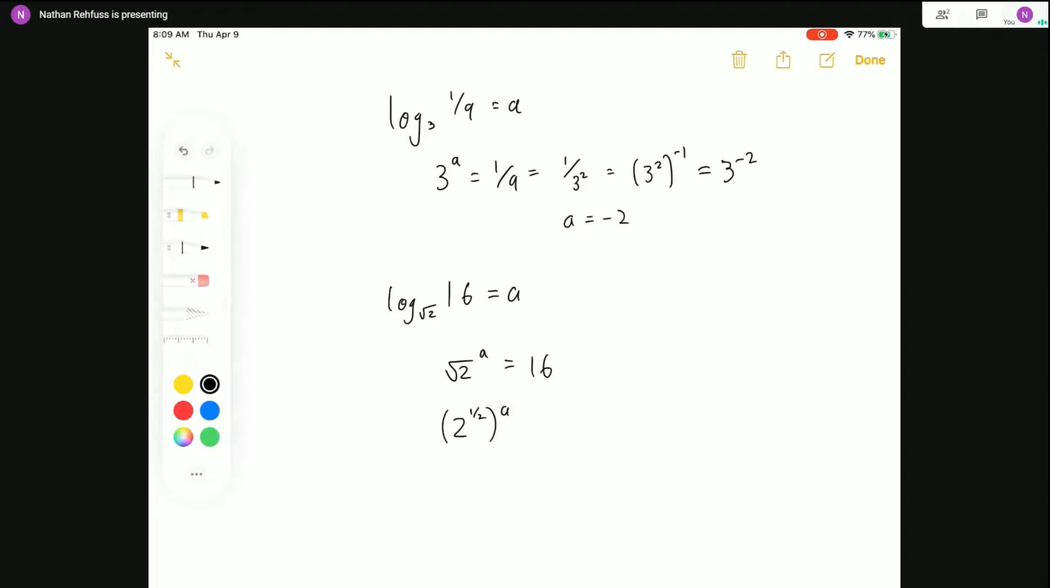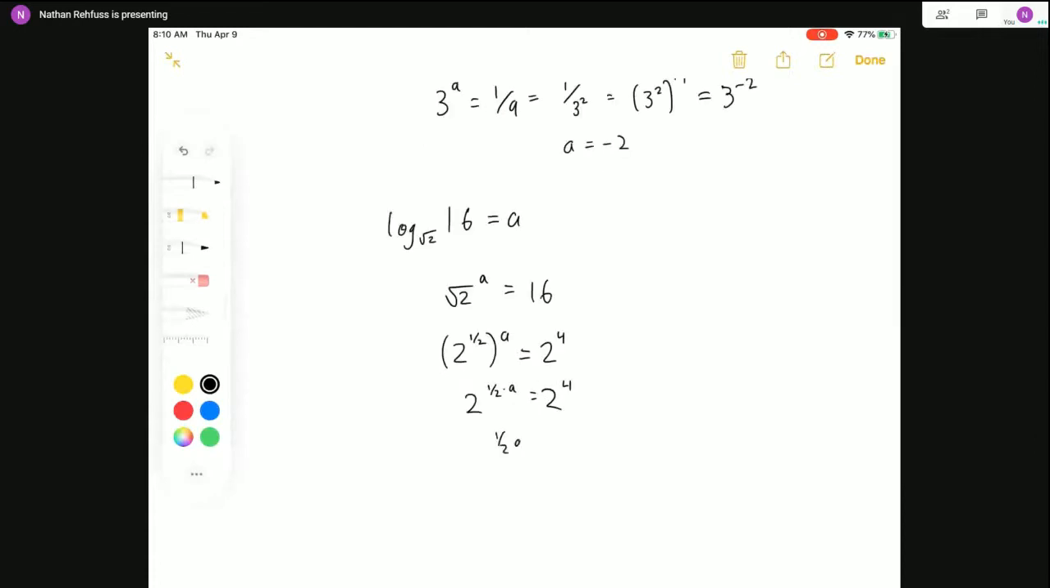So we switched from logs to exponents in the first step. We're switching from this radical to an exponent in the next step. And since the left-hand side is written as a power of 2, I think it'd be convenient to write the right-hand side as a power of 2. So 16 is 2 to the 4th. And now I use nested exponents, and I say 2 to the power of 1/2 a is 2 to the 4th. And that means 1/2 a must be equal to 4. And so a can be 8. And now we know root 2 to the 8th power should be 16. So log base root 2 of 16 should be 8.